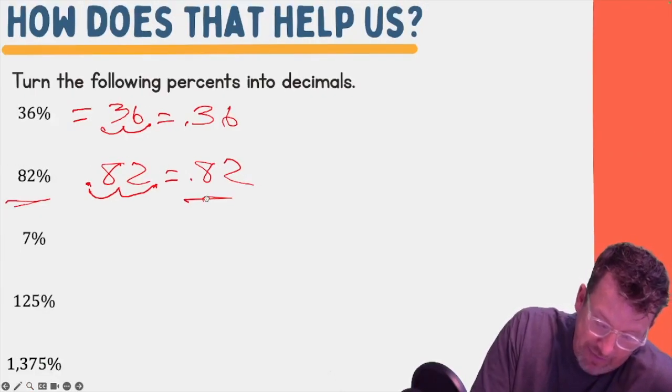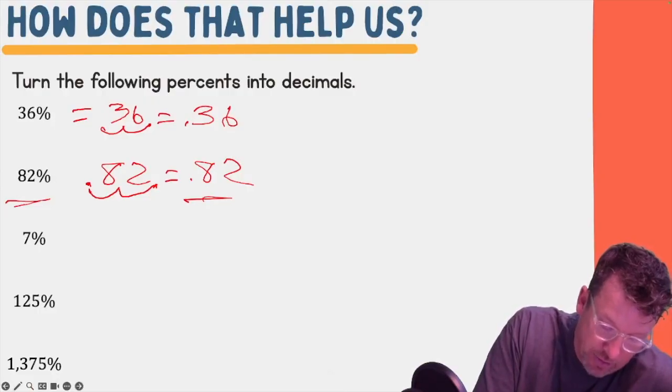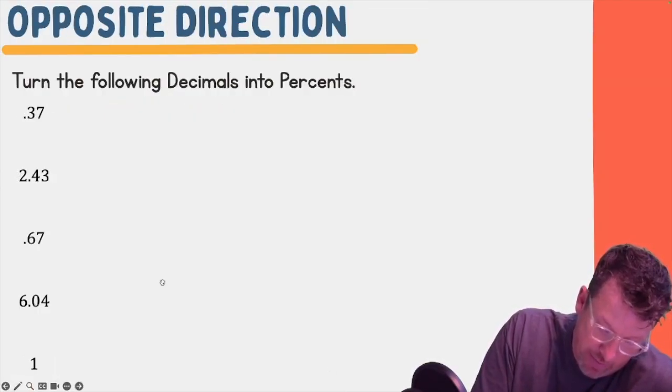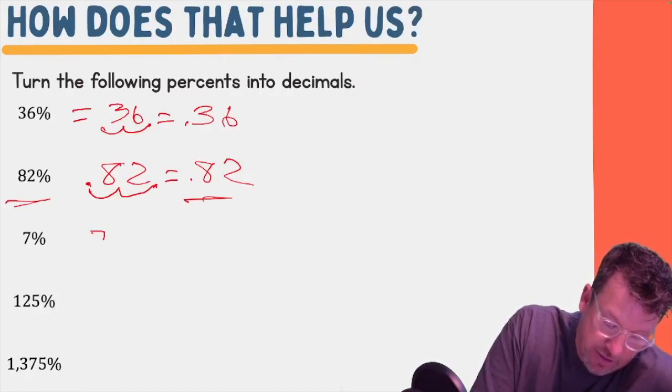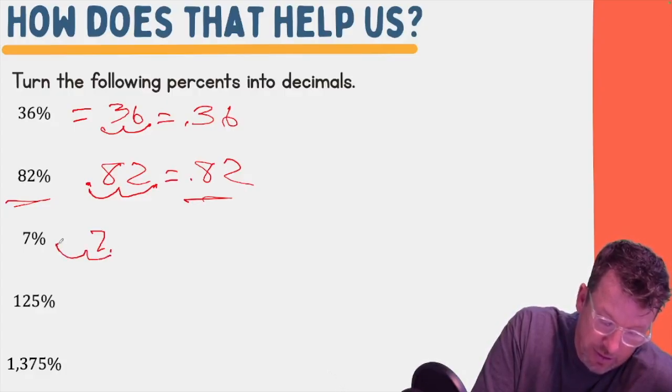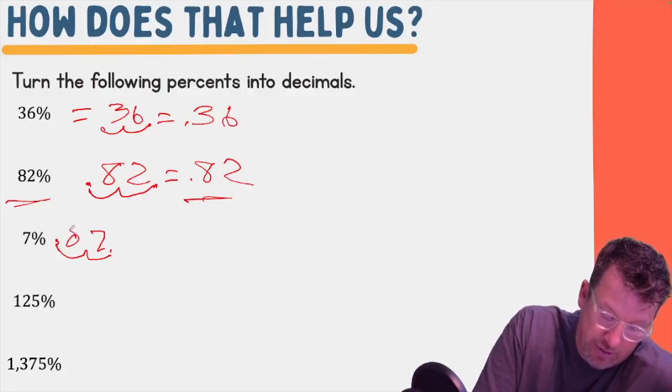Now we got 7%, okay? Let me go back. So now we have 7%. So that's 7 out of 100. Where's the decimal? It's here at the end. We're going to divide it by 100. 1, 2. Decimal goes there. Add a 0 there. So now that equals 0.07.